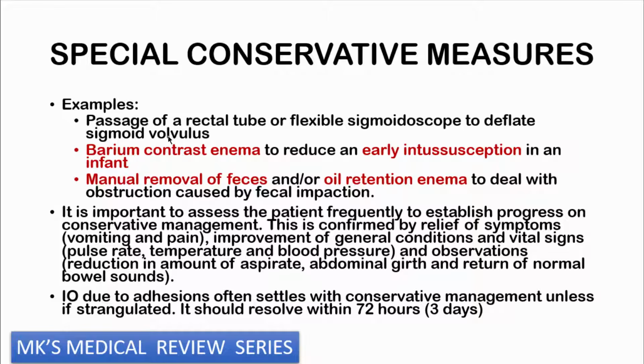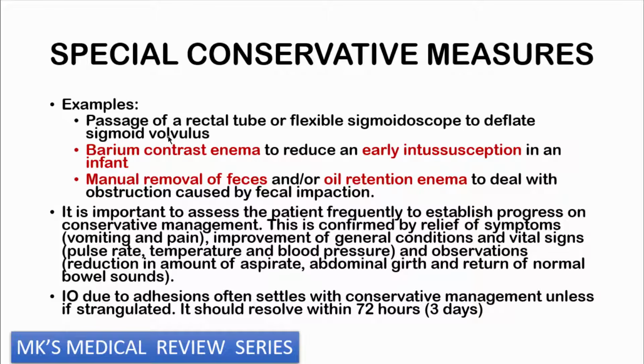And then of course, it's also very important to assess that this conservative management that you're doing is working. So how do you confirm this? There should be a relief of symptoms. So if there was vomiting and pain, it should go away. There should be an improvement of the general condition of the patient. This patient must start to look brighter. The vital signs must improve. The pulse rate must be normal. The temperature must be normal. The blood pressure must be normal.